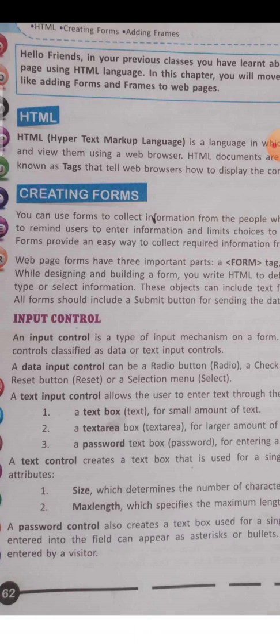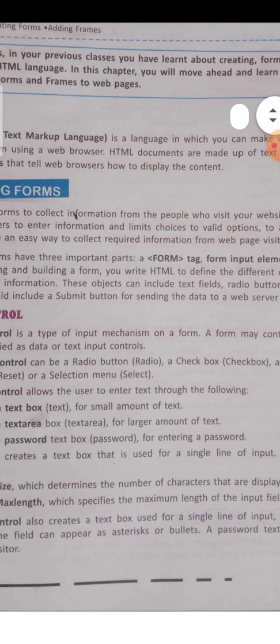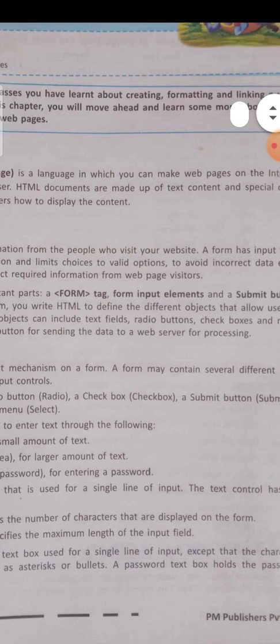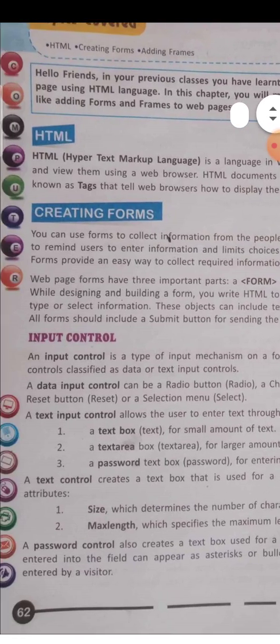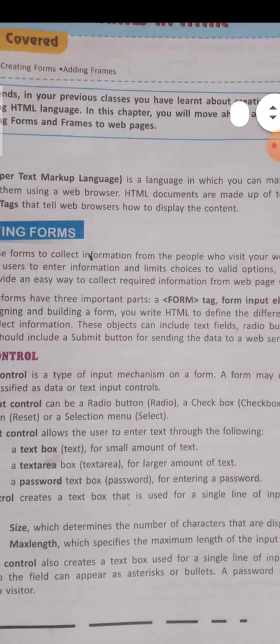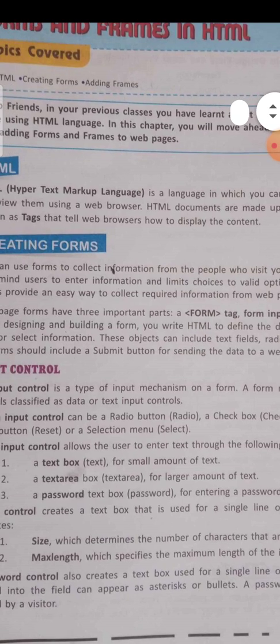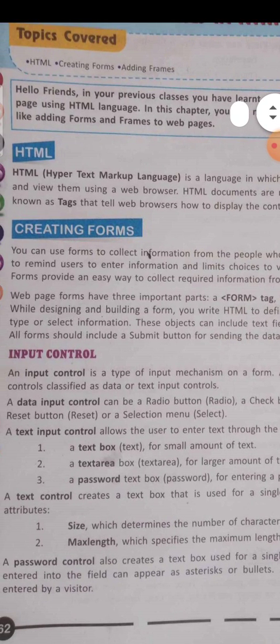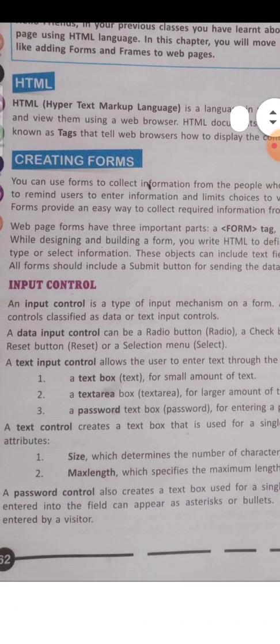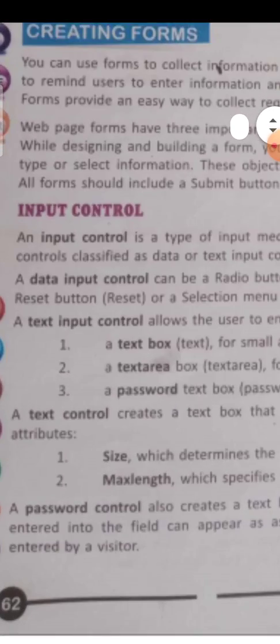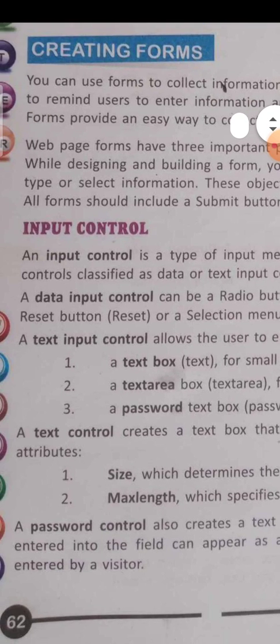There is a tag named form, and it is a container tag, and we can create a form using this form tag. There is an input element, and after the creation of the form tag there is a button named submit button, and using the submit button we are able to submit our form. These are some input controls, as you can see on the screen. I will zoom in so you are able to read it.